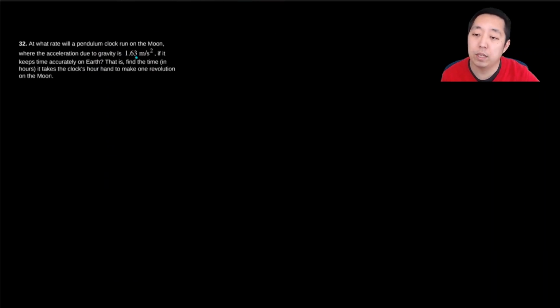At what rate will a pendulum clock run on the moon if the acceleration due to gravity is 1.63 meters per second squared, if it keeps time accurately on Earth? That is, find the time it takes for the clock's hour hand to make 1 revolution on the moon. Okay, so if the period of a pendulum on Earth was 2 pi root L over G, and suppose we make L such that T is 1 hour, on Earth at a G of 9.8 meters per second squared.